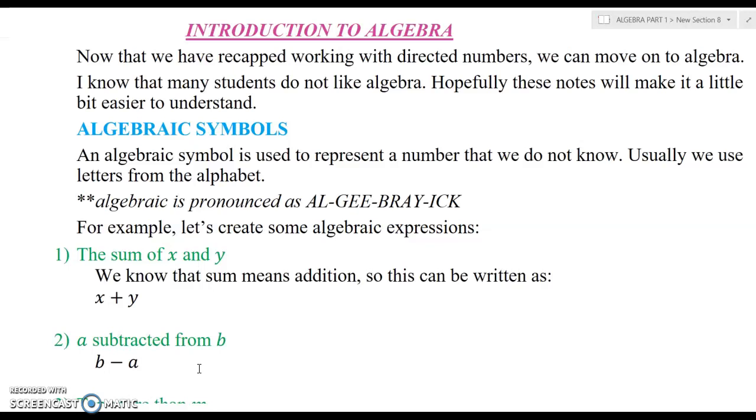All right, so now algebraic symbols. An algebraic symbol is used to represent a number that we do not know. Usually we use letters from the alphabet. So for example, X and Y are the two common ones you see all the time. But it could be any letter from the alphabet. A, B, C, D, E, F, G, H, I, any letter, right?